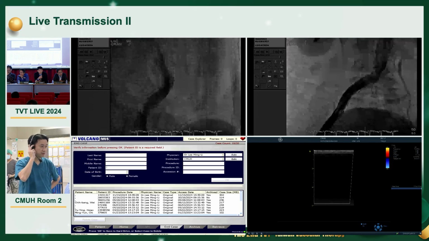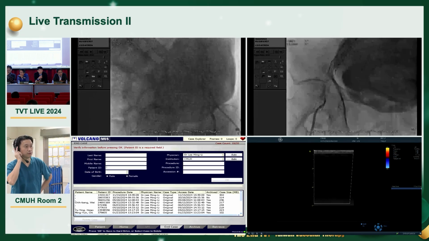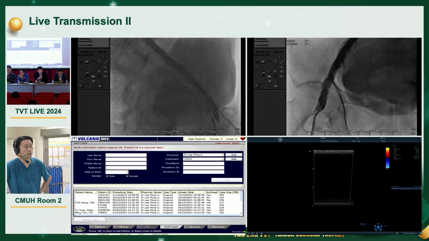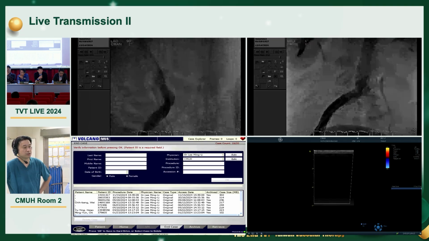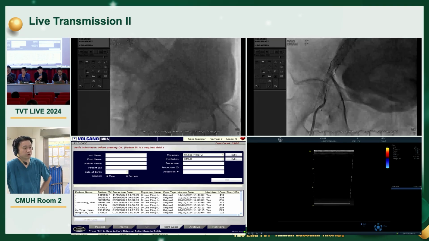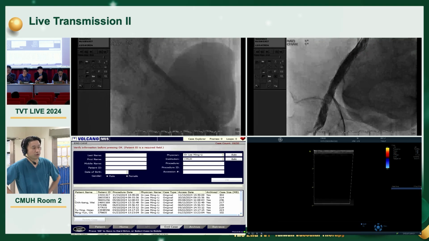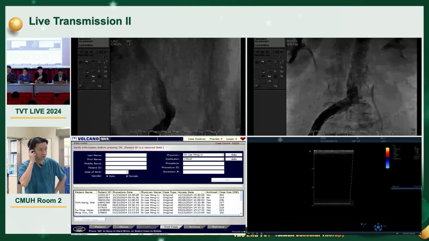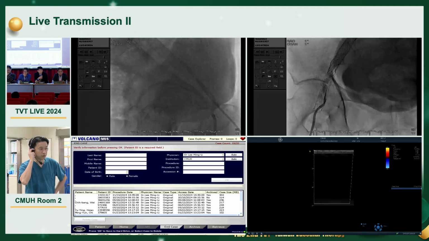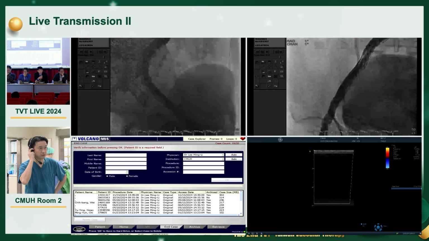So can you see? Yes. That's all. We put in a 16 millimeter stent from the proximal, followed by 12, then 12 millimeter and 10 millimeter. But we only ballooned up to 12 millimeter. I think the size is adequate.